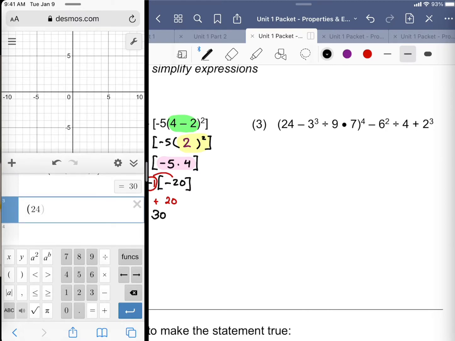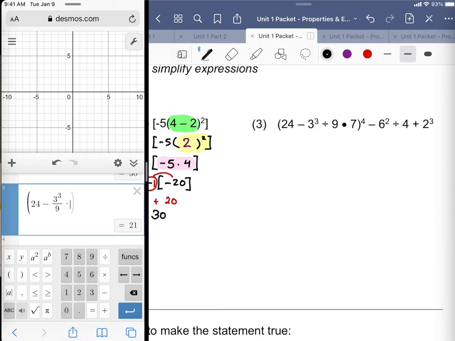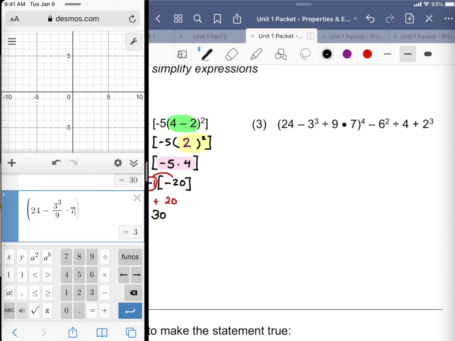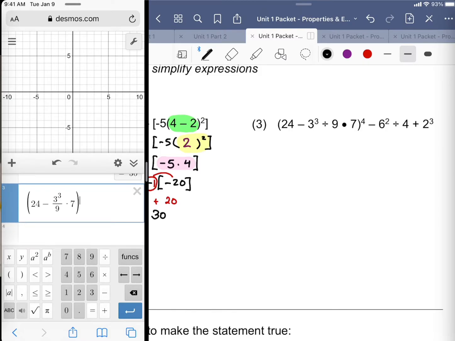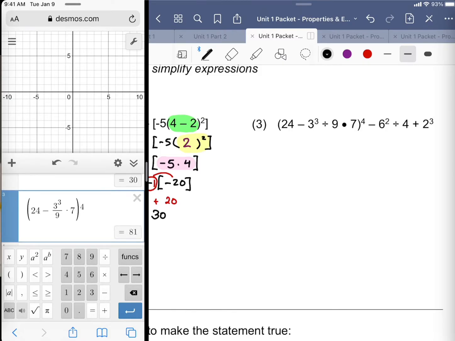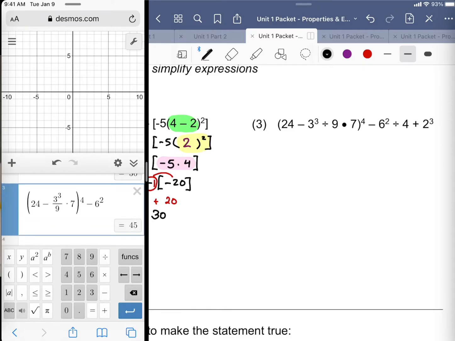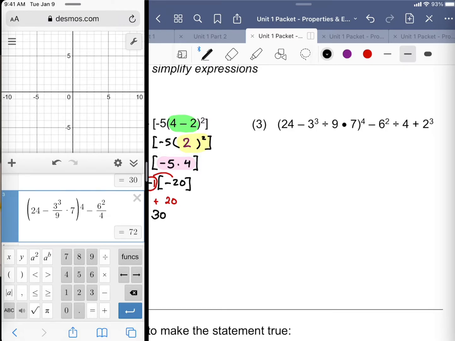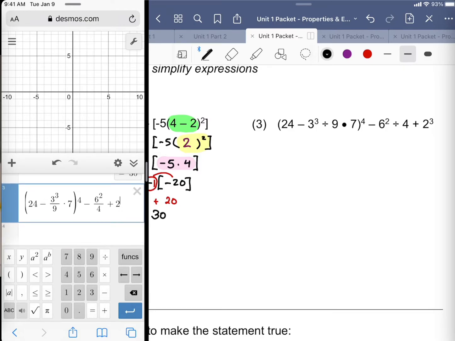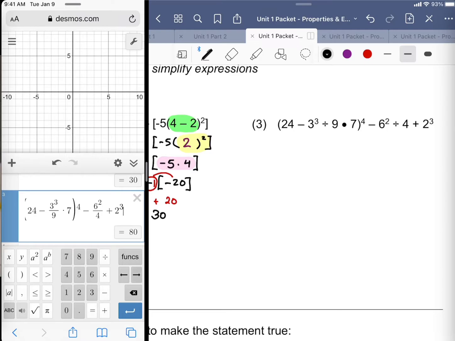24 minus 3 cubed divided by 9 times 7. Close it up. Raise it to the 4th power. Minus 6 squared divided by 4 plus 2 cubed. And you get an 80.